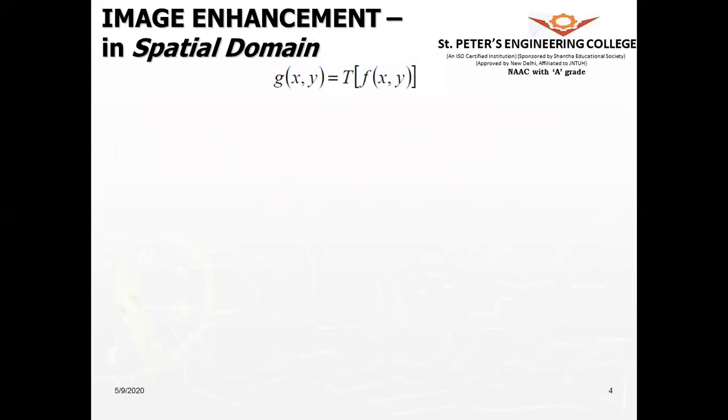Now, f of x,y is the actual image. So you do some processing on that, called T, then you get the processed image g of x,y. So this is the general mathematical notation.